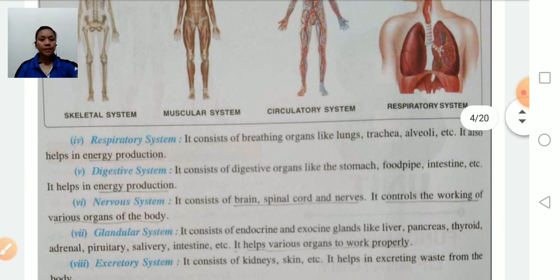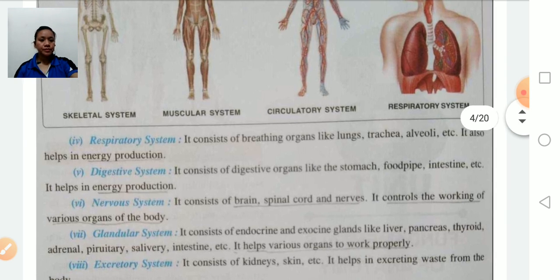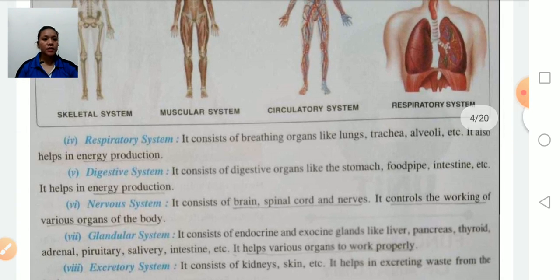Respiratory system consists of breathing organs like lungs, trachea, alveoli, etc. The respiratory system helps in energy production. Digestive system consists of stomach, food pipe, intestine, etc. It helps in energy production.